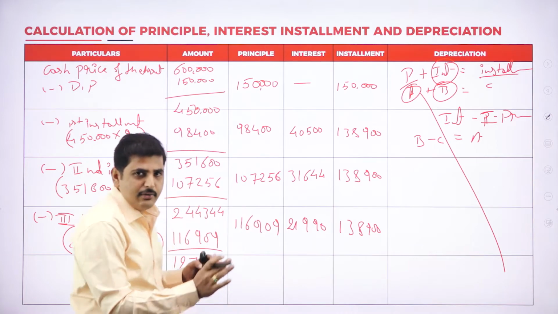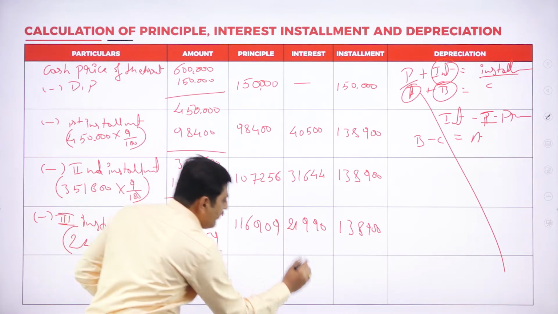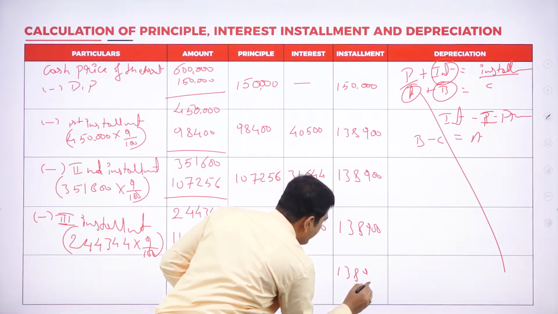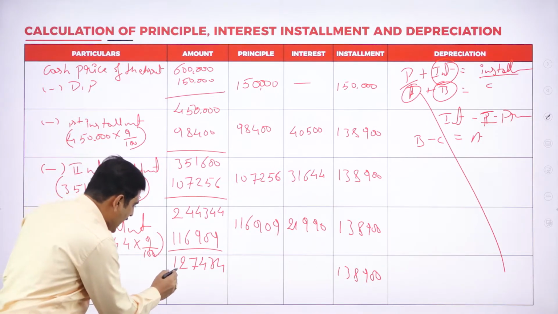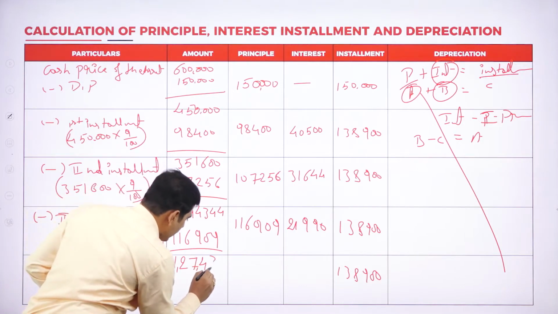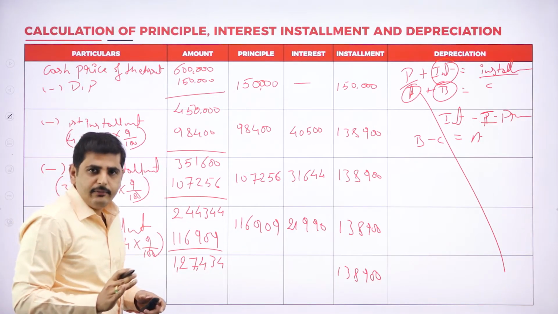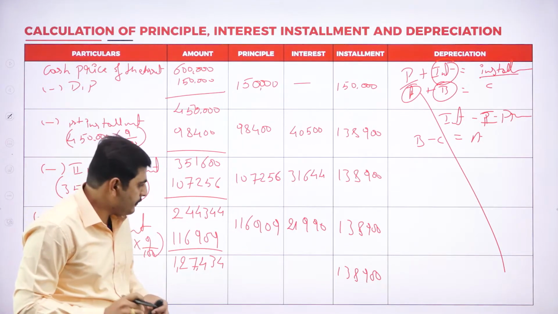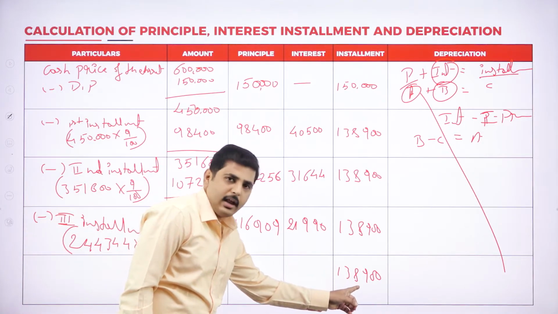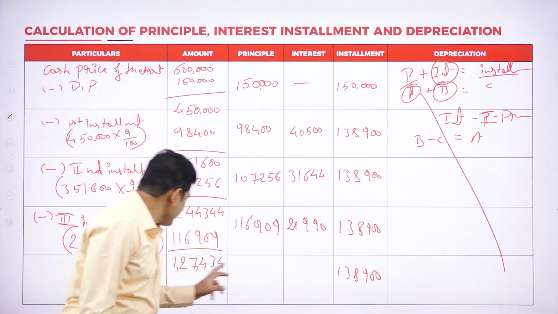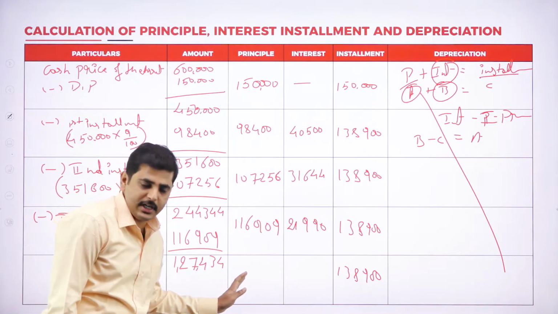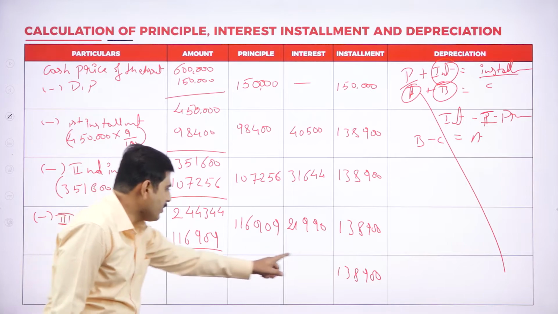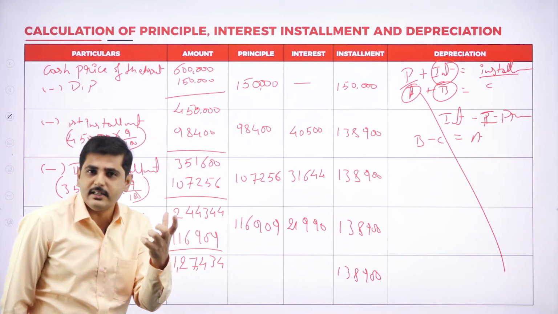For the last year we have to just adjust. Again for the last year 1,38,900 rupees will be there, and whatever the difference you get, this is the last installment. For the last year we need not calculate the interest. What do we have to do for the last year? This is the last principal amount, so we have to adjust the principal amount. How to adjust? We just deduct this amount from the total installment. Whatever the difference you get, that is the interest.